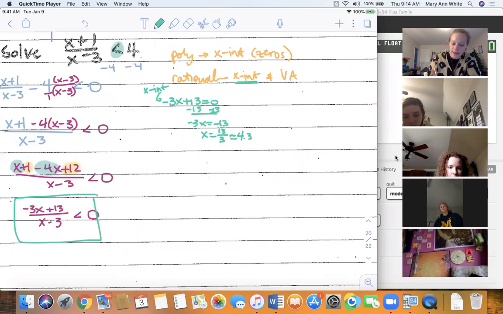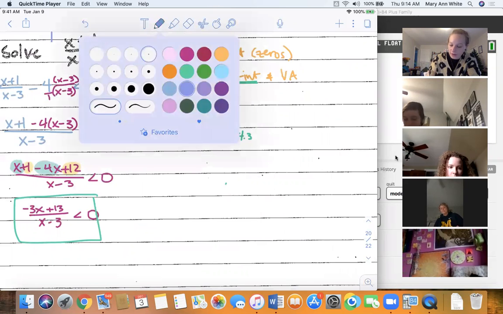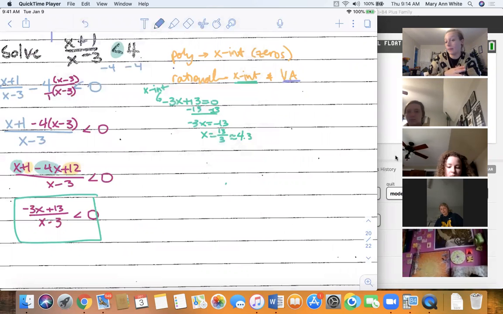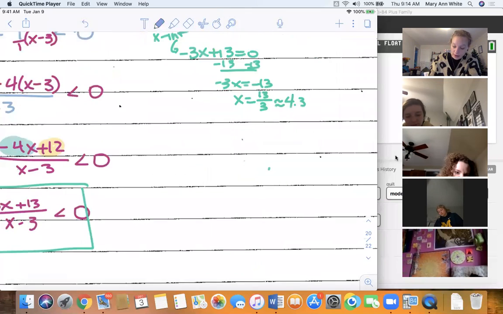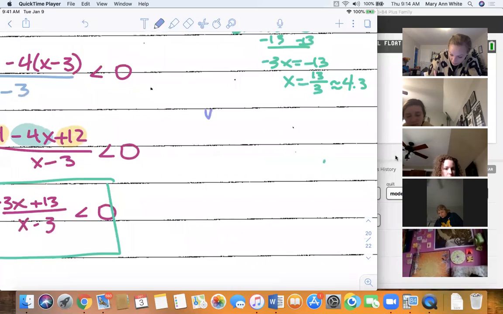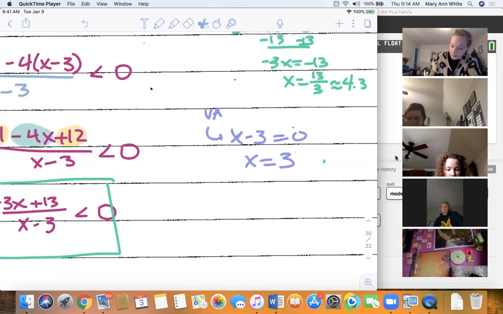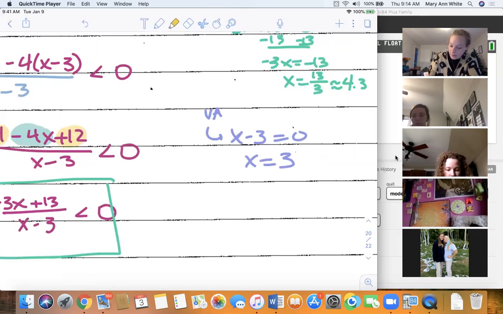Okay, so that was my x-intercept. And then remember our y-intercept, or sorry, not our y-intercept. We don't care about y. We care about our vertical asymptote, and that's the denominator. So I'm going to set the denominator equal to 0 now. So to find my VA, I do x minus 3 equals 0. Add 3 to both sides, x equals 3.